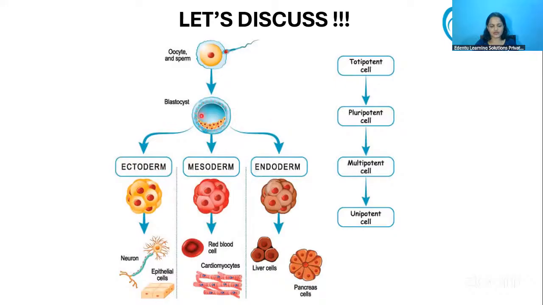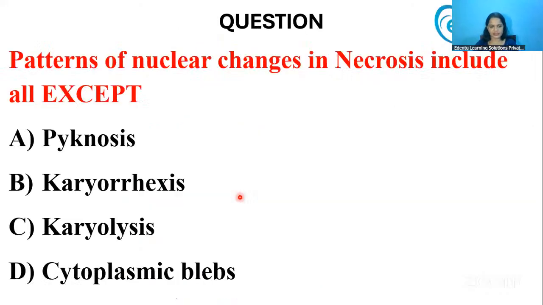Yes, the inner cell mass of the blastocyst, that is the pluripotent stem cell. It can get differentiated into ectoderm, mesoderm, and endoderm, which again will form the more specialized cells.